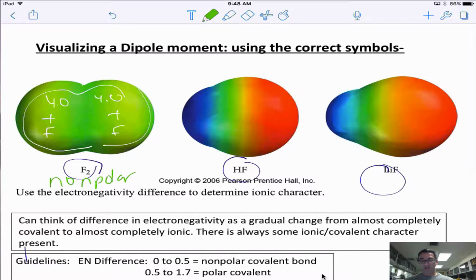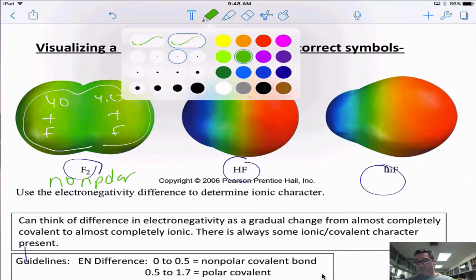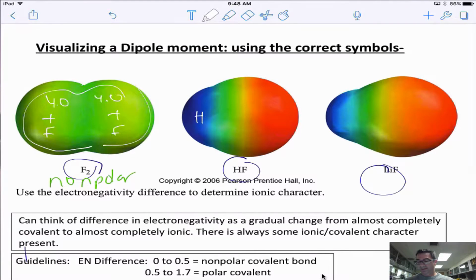Here's HF. Now with HF, the H is over here, and the F is over here. The H has an electronegativity of 2.1, and this has an electronegativity of 4.0. And so what we can see, like we saw on the previous page, is that this is going to be negative and this is going to be positive. And we see that with the colors. The color blue represents positive, the color red represents negative in these diagrams. And so this would be polar.